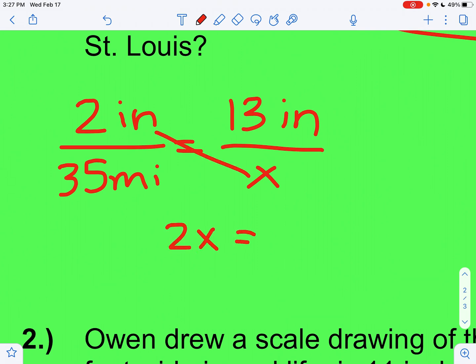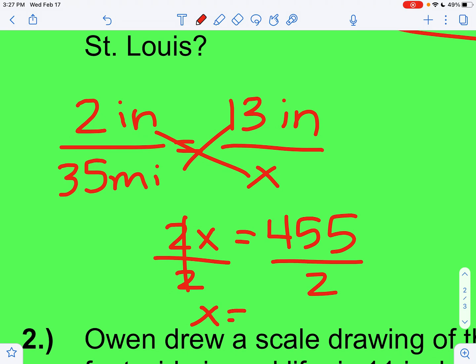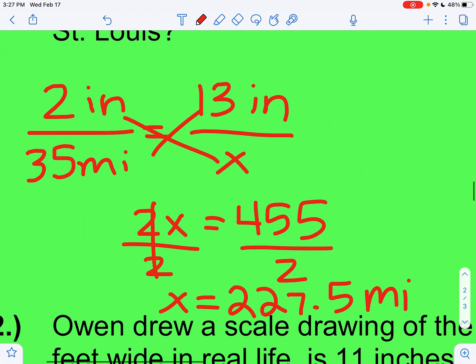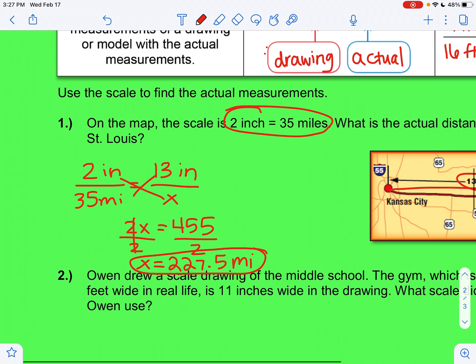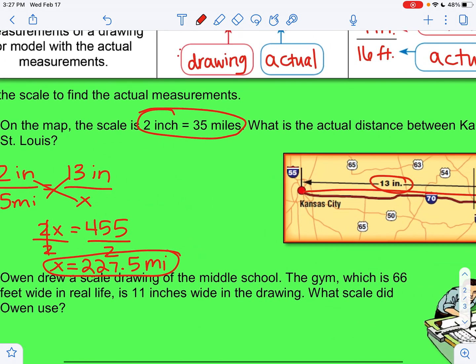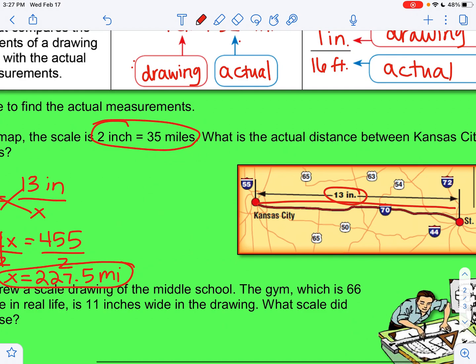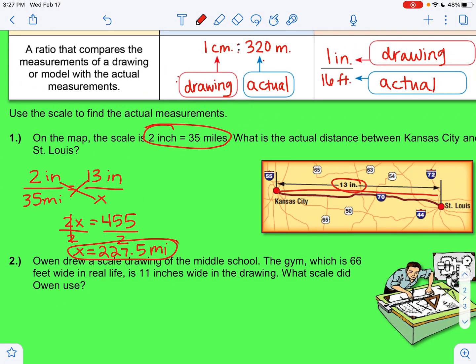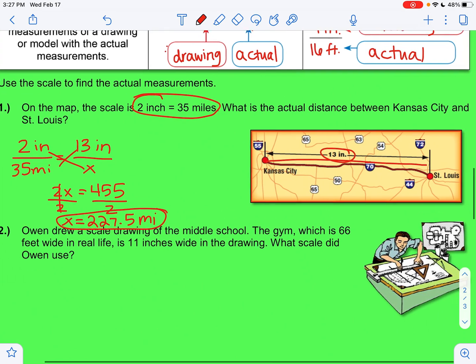2 times X is 2X. And then 13 times 35. Let me type that into my calculator. We get 455. And then we need to divide by 2, so we get X on the left-hand side. 455 divided by 2 gives us 227.5, and we're talking miles. Awesome. So St. Louis and Kansas City are really 227.5 miles away. So that's how we would use a scale to find how far they actually are.